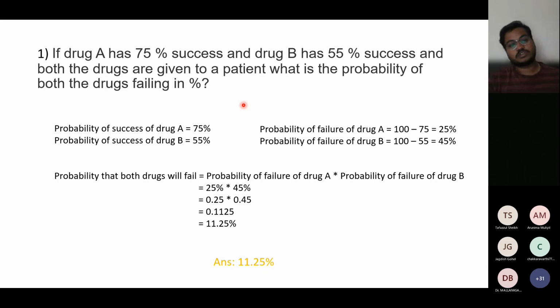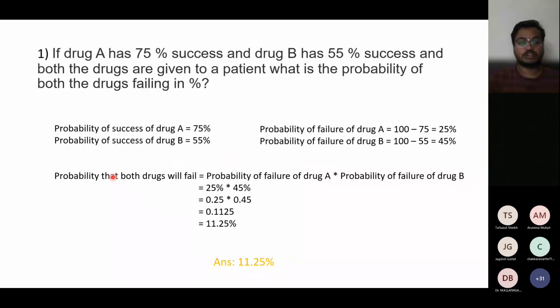So the first question is, drug A has a probability of success of 75% and drug B has a probability of success of 55%. Both of the drugs are given to a patient. What is the probability that both of the drugs will fail? So we know the probability of success of both drugs, that is 75%, 55%. To calculate the probability of failure, we'll subtract 100% minus the probability of success. That is 100 minus 75 for A, which turns out to be 25, and 100 minus 55 for B, which turns out to be 45.